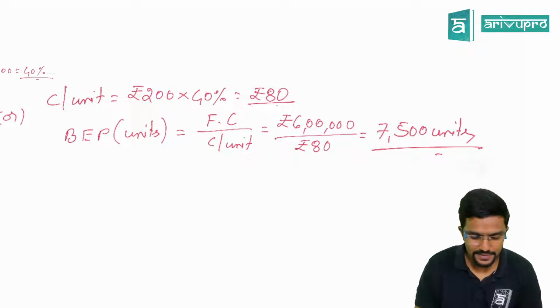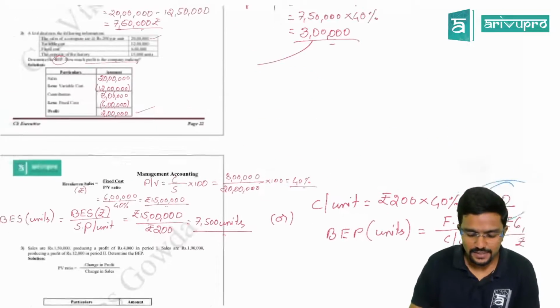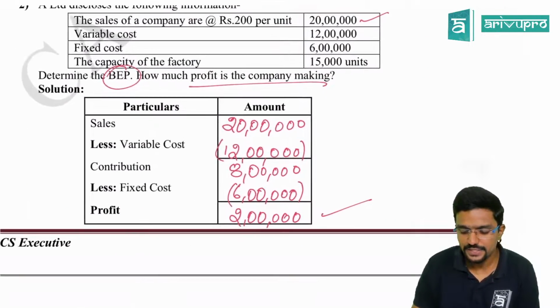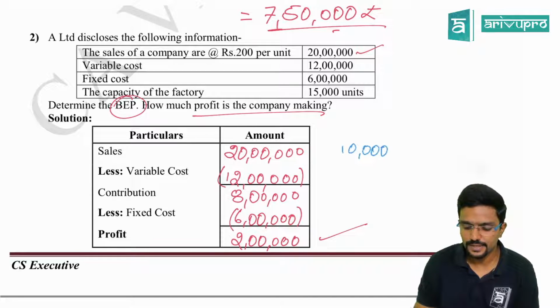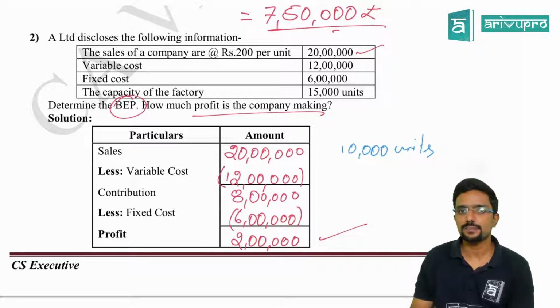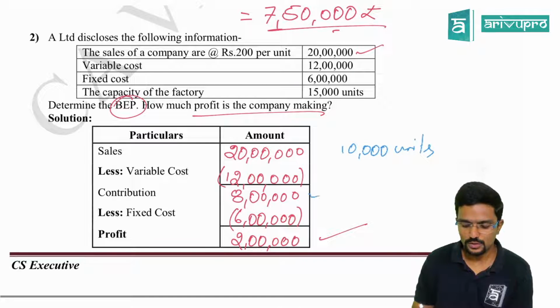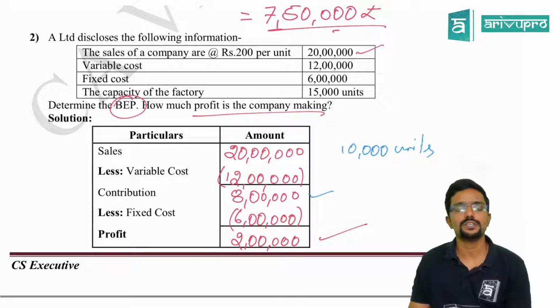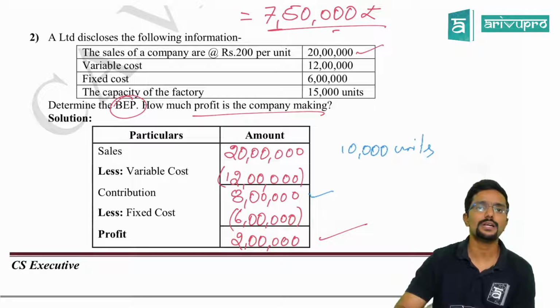And we can calculate this 80 rupees in another alternative way. See, here you can calculate how many units are sold. 20 lakh is my sales. If you divide sales by selling price per unit, 200, you will get 10,000 units sold. I repeat, if you divide total sales value by selling price per unit, you will get to know how many units are sold. And you have total contribution. Divide total contribution by number of units sold. That is 8 lakh by 10,000 units.